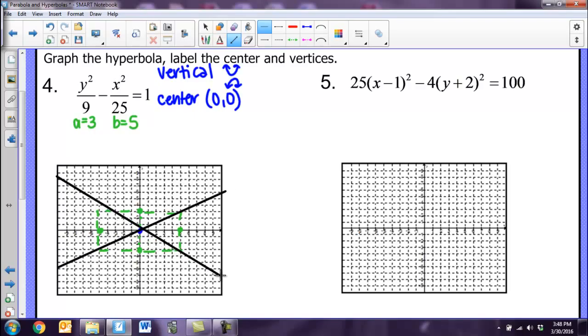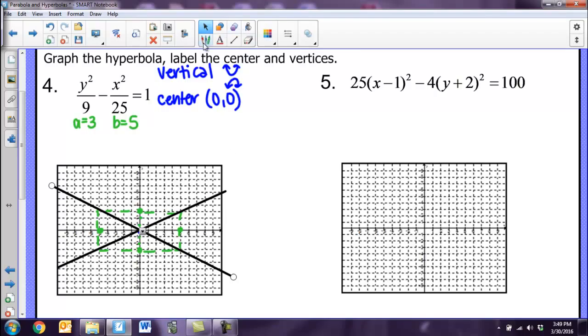When I do that, you can kind of see the direction it's going to go. I completely missed the corner on that one. Good job. And so those are my asymptotes. And again, since this is a vertical one, they should have a slope of a over b. So if you looked at it, it goes up 3 over 5. That's a over b. Okay?